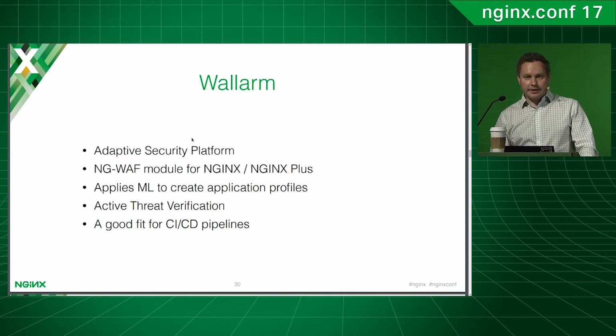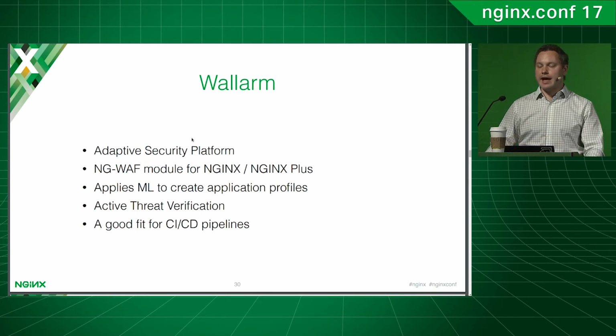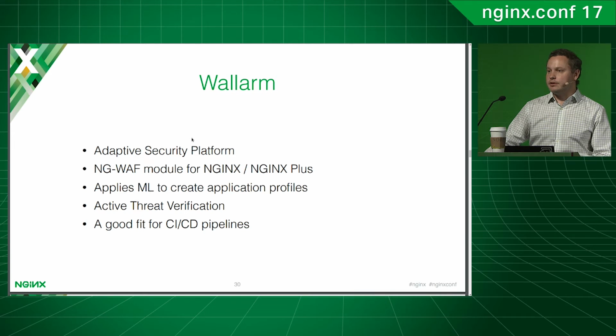What we're doing in Wallarm, it will be very fast. It's a kind of adaptive security platform. So we are a module for NGINX and NGINX Plus. We intercept all the requests inside, and then we apply machine learning to create a profile of the app or API you have, and use this profile to create a security rule specifically for your application. And it happens all the time. So in this case, we can guarantee that you will have almost zero level of false positives.